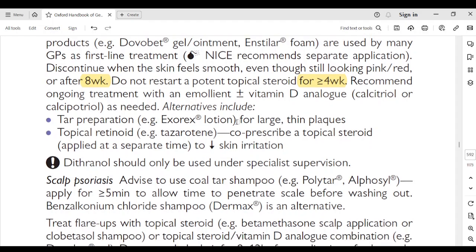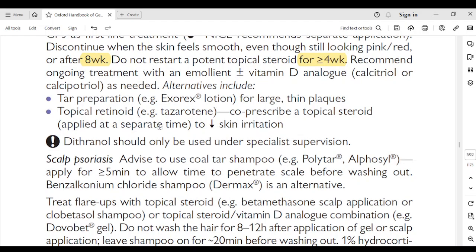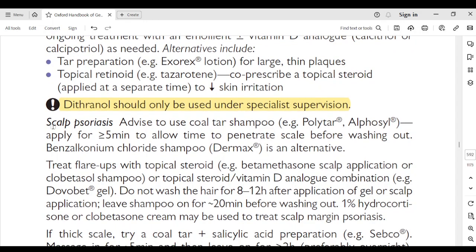Alternatives include tar preparations, Exorex lotion for large thin plaques, and a topical retinoid, tazarotene. Co-prescribe a topical steroid applied at the same time to decrease the skin irritation. Dithranol should only be used under specialist supervision. So that is for chronic plaque psoriasis.